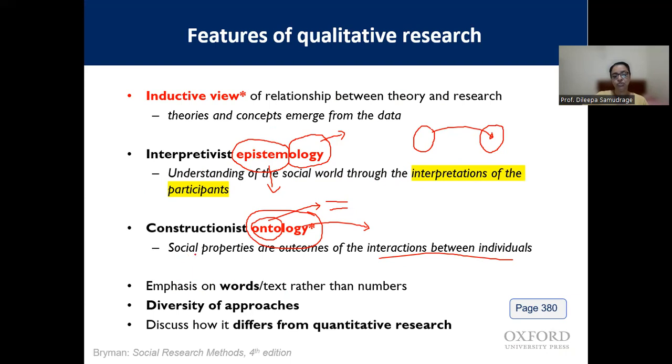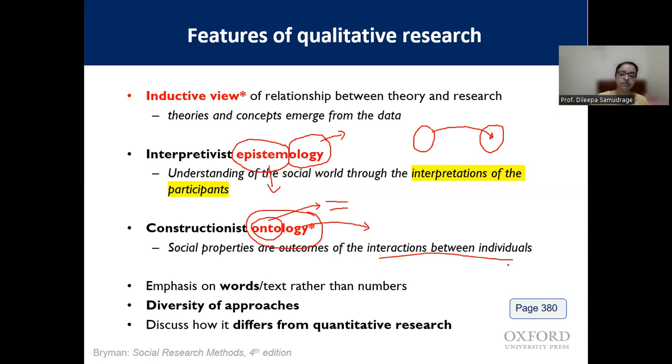In qualitative research, social properties are outcomes of the interactions between individuals. Reality is a complex situation, so you have to study it from the outcomes or interactions that you gain through individuals. There may be valid reasons from this person and that person, but there is a contradictory issue. Therefore, you have to believe that social properties are outcomes of interaction between individuals. Only then can you study the situation.